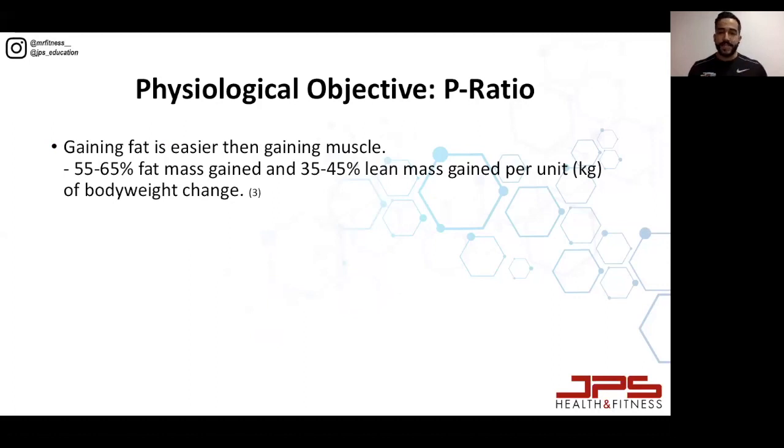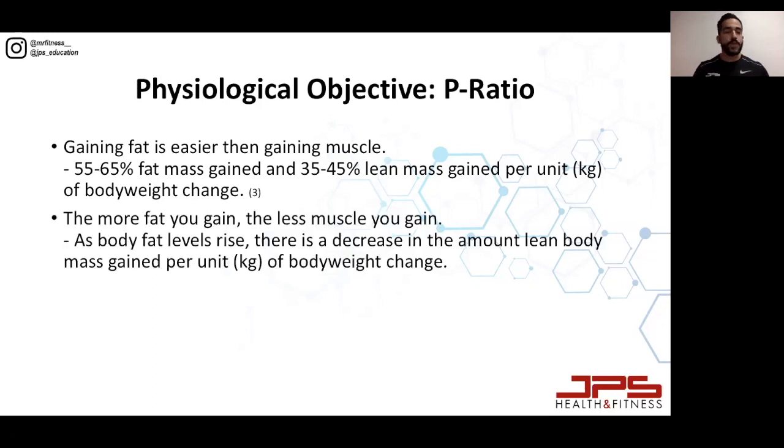So the thing is, gaining fat is actually easier than gaining muscle. And that's what research tends to show. So if your goal was to just gain weight and you weren't really training with weights and you just ate more food, on average, you'd gain 55 to 65% fat mass, and the remaining 35 to 45% would be lean mass, would be muscle mass. Okay, so that's what we need to know.